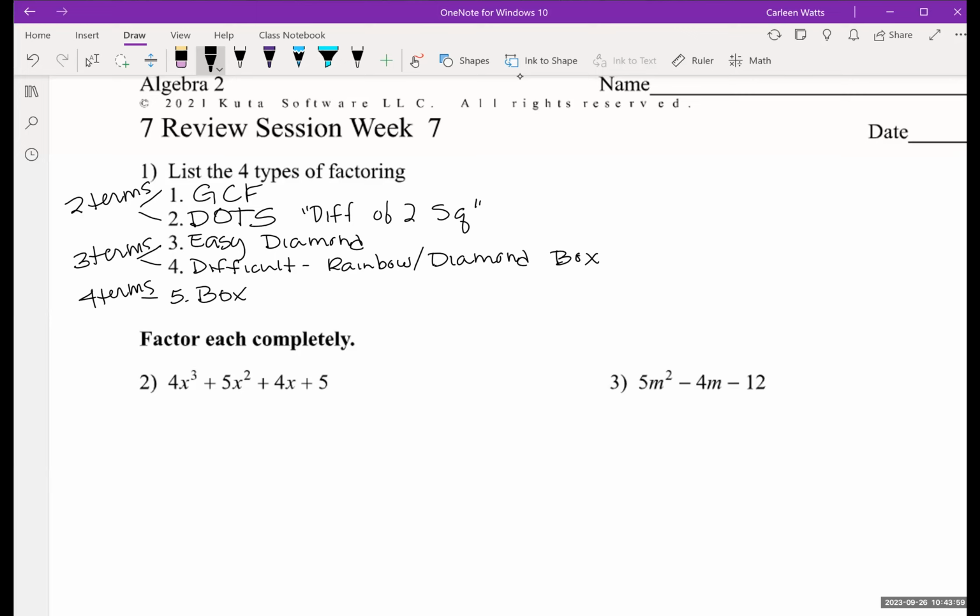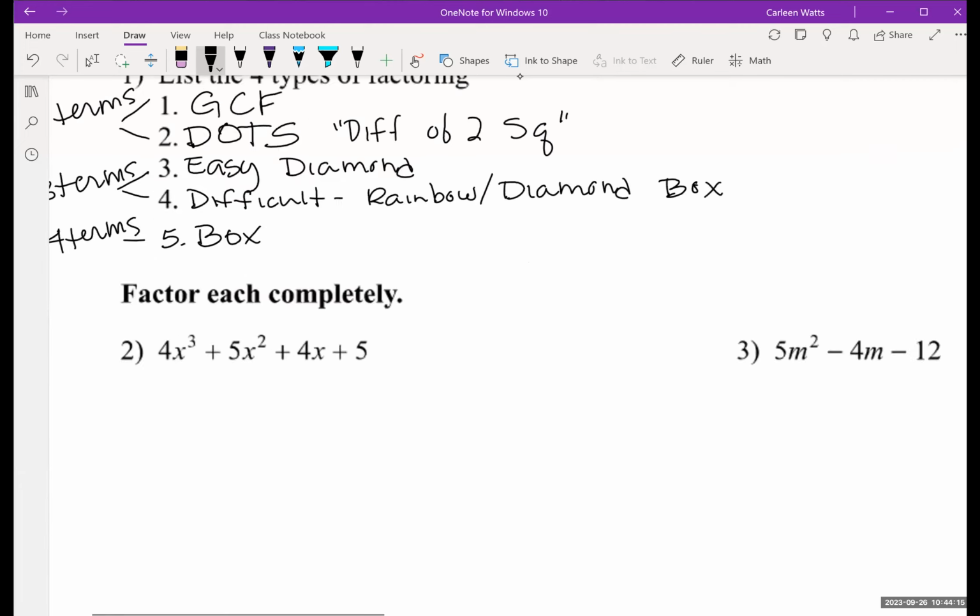Okay, so you are going to do better if you see a factoring problem and you first categorize it. 2 terms, 3 terms, or 4 terms. Which type of factoring does this fall under?